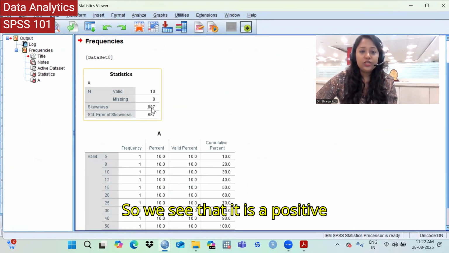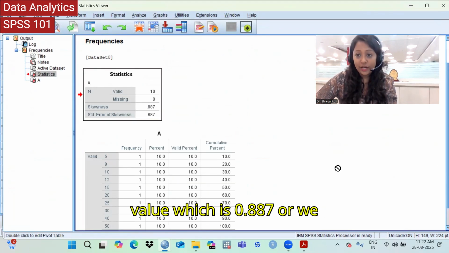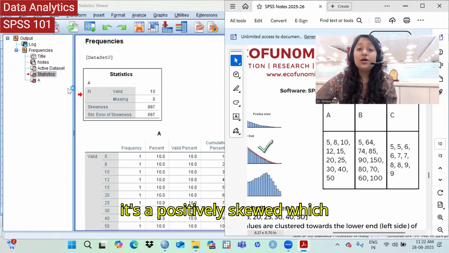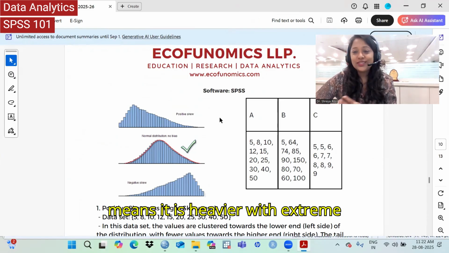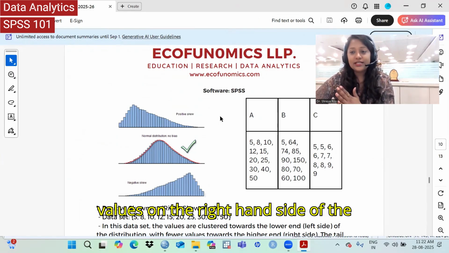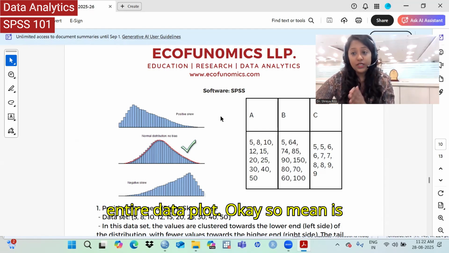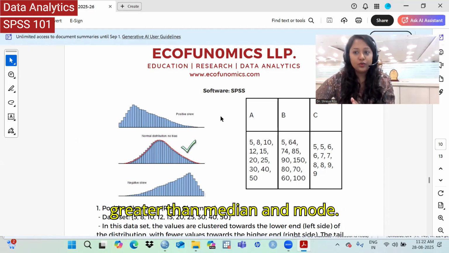So we see that it is a positive value, which is 0.887, or we can simply say 0.9. So it's positively skewed, which means it is heavier with extreme values on the right-hand side of the entire data plot. Okay, so mean is greater than median and mode.